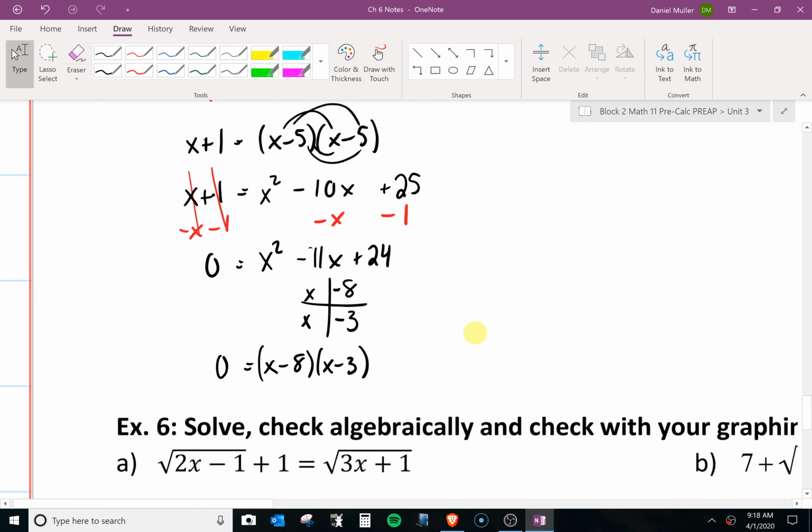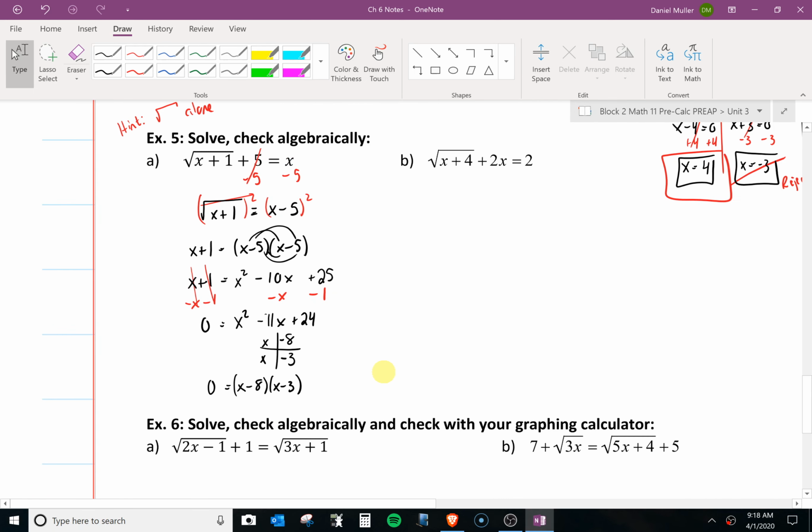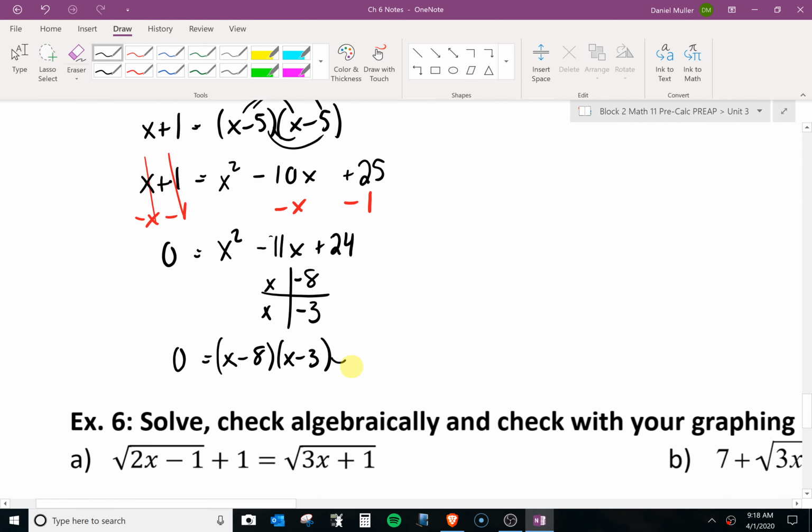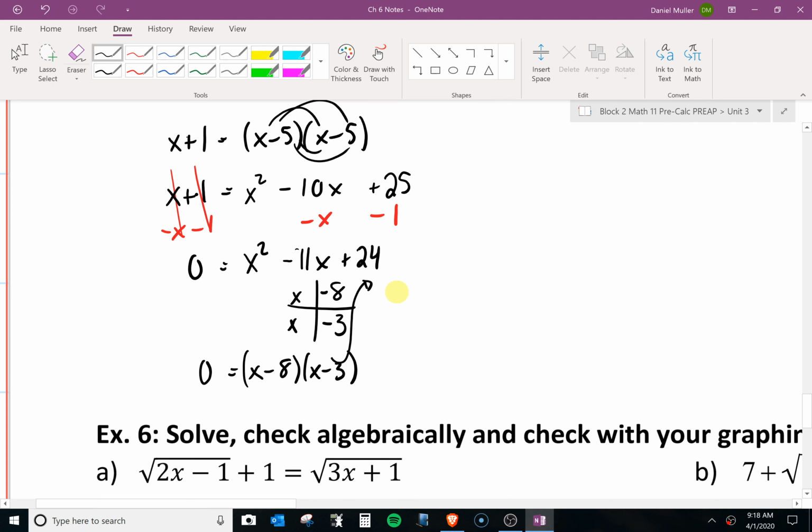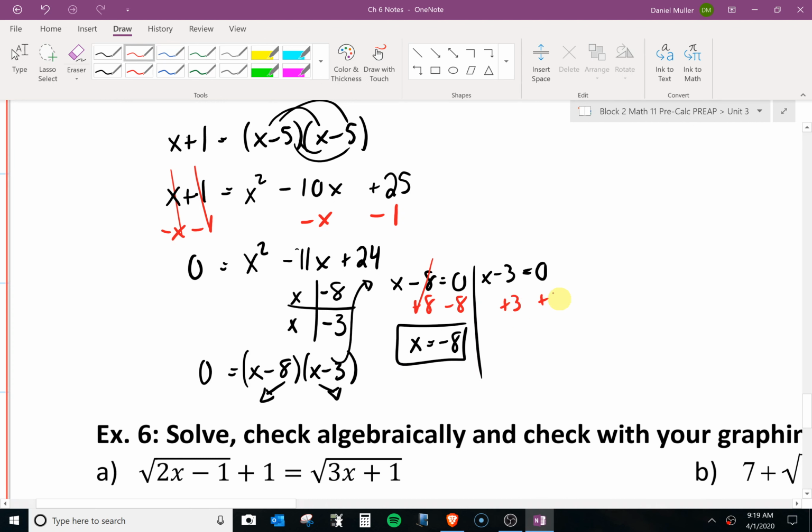And now we'll need to actually solve those, where I've instantly run out of room. So let's just bring this up here a little bit. So I can have x minus 8 equal to 0, or x minus 3 equal to 0. So I will have to plus 8 onto this side, meaning 0 plus 8 is 8. And then I can add 3 to this side. 0 plus 3 is 3. So it looks like 8 and 3 are our answers.